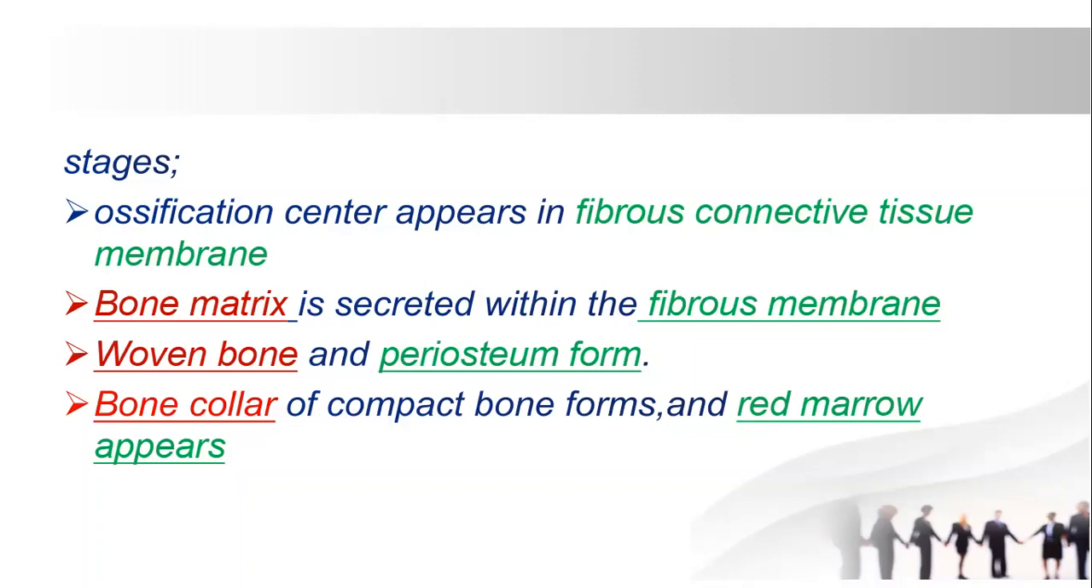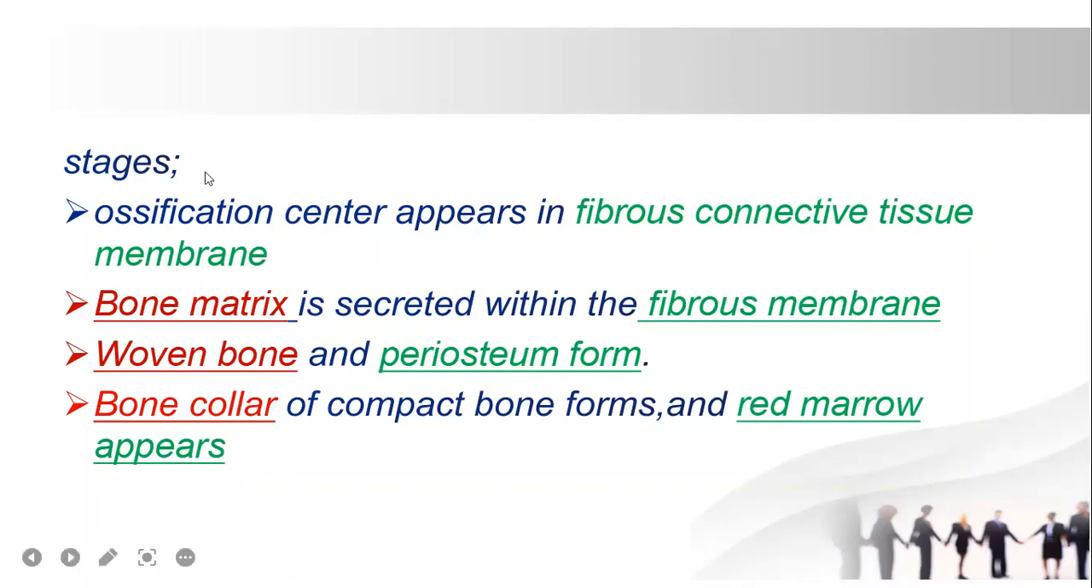Woven bone and periosteum form. Then a bone collar of compact bone forms and red marrow appears. So these are the four stages that intramembranous ossification undergoes.